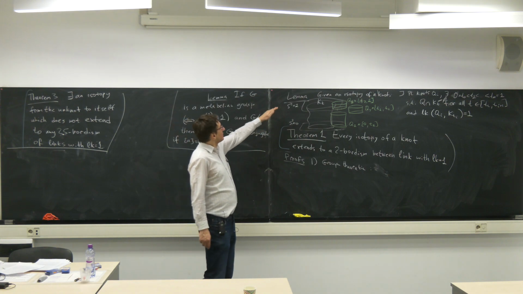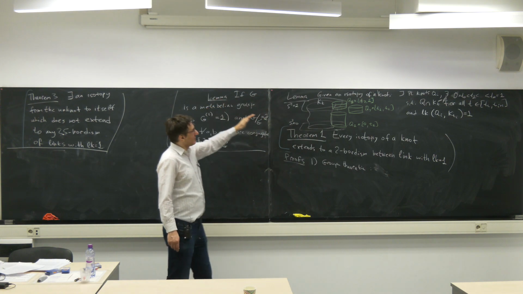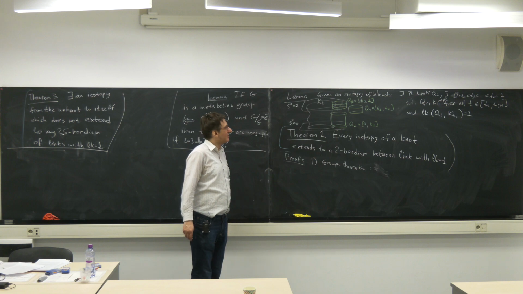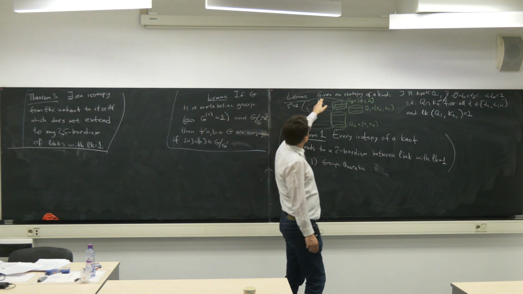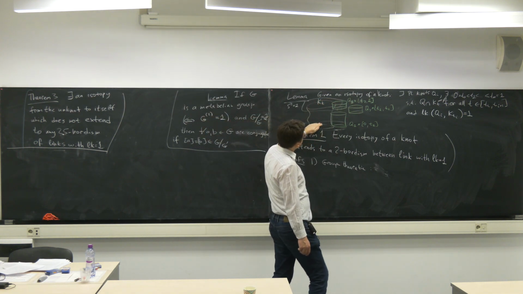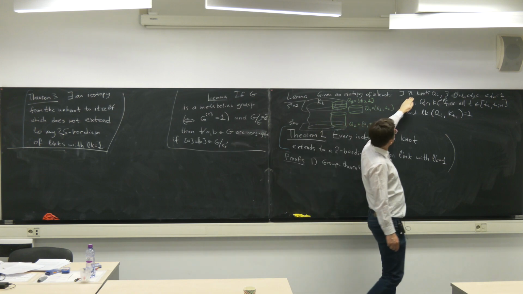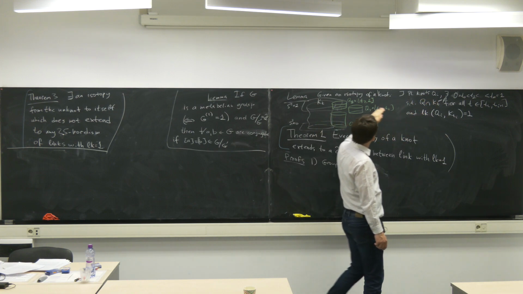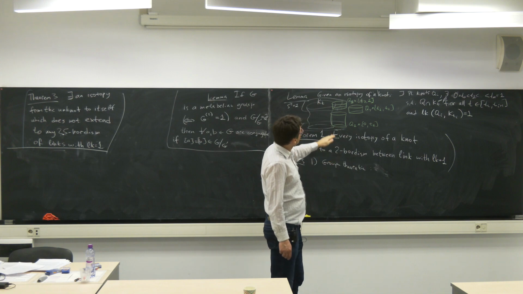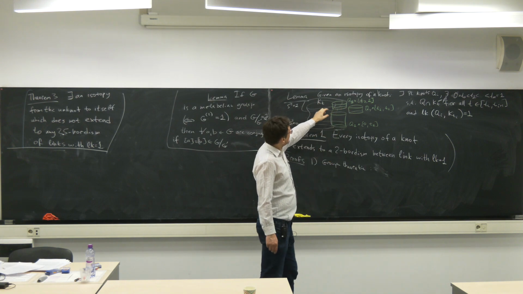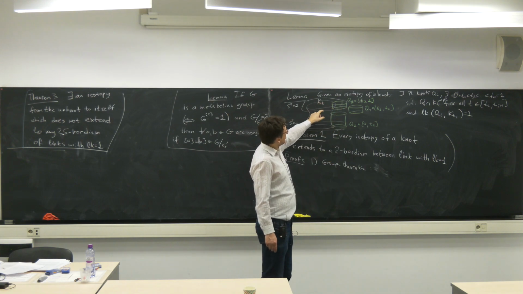Okay, so let me explain how these two lemmas imply theorem 1. Given an isotopy Kt of a knot, there exist piecewise linear knots which are disjoint. Each is disjoint for appropriate time.